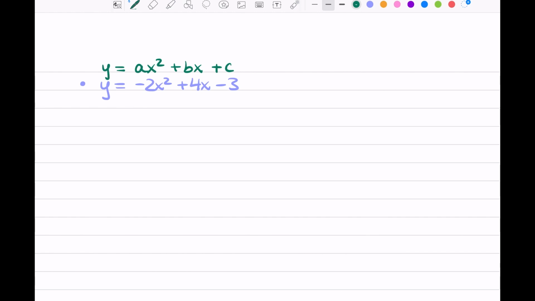And once again, let's find the vertex. The x-coordinate of our vertex is negative b over 2a. In this case, b equals 4 and a equals negative 2.